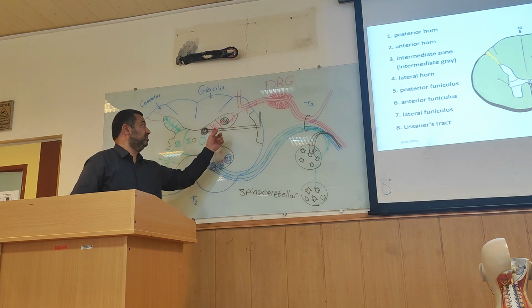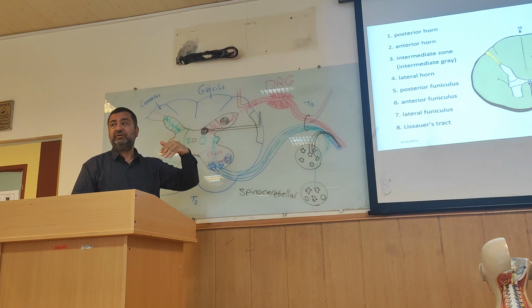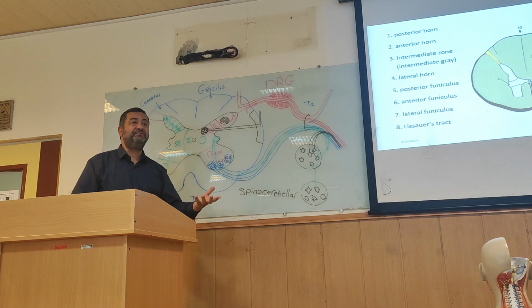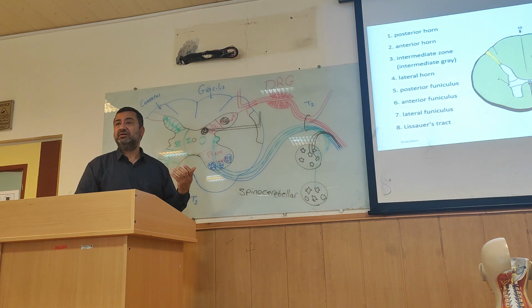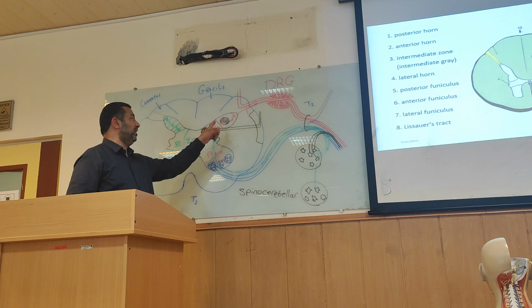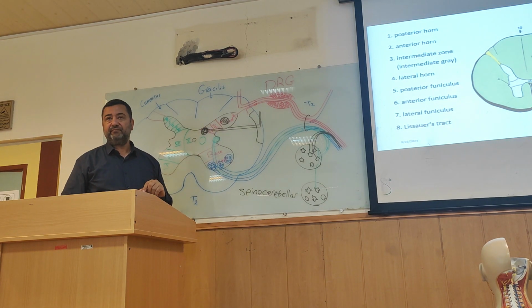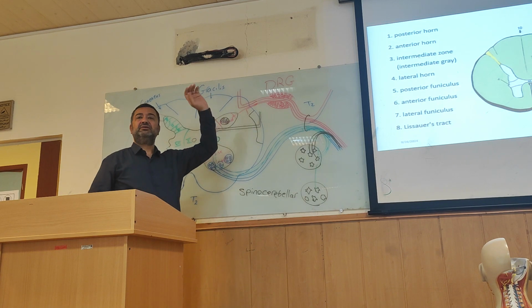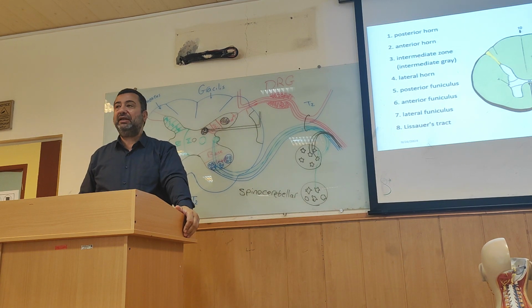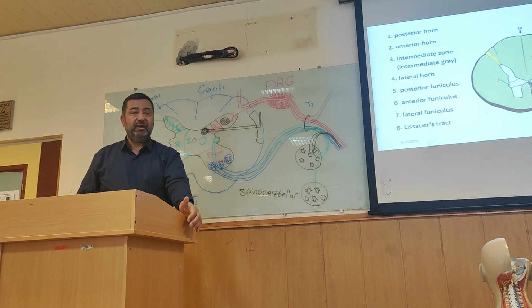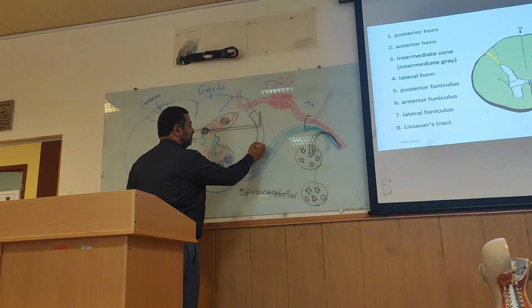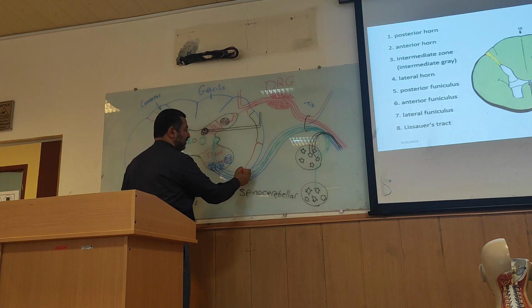I told you Clark's nucleus is located from C8 to L3. Inferior to the L3 segment, proprioceptive fibers ascend in the gracilis fasciculus and then enter into the Clark's nucleus. And from Clark's nucleus, without crossing, they ascend on the lateral part of the lateral funiculus. Anterior to the posterior spinocerebellar tract, there is another tract that is called the anterior spinocerebellar tract.